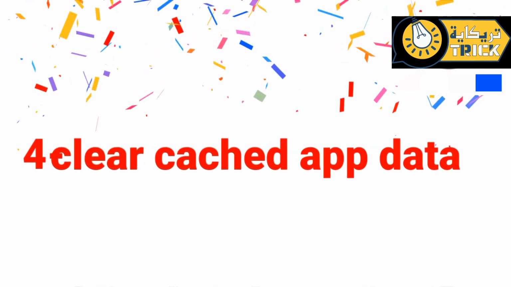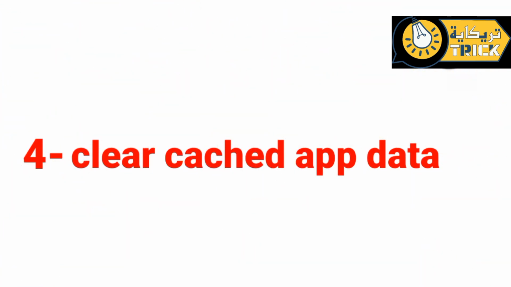Number 4. Clear cached application data. Cache memory is the type of phone memory in which application and game data are stored. When we run applications like YouTube, Facebook, TikTok, Google Chrome, the smartphone automatically stores a large amount of unused data in cache memory. These files aren't useful to the user, so it is advisable to remove this data. It will free up much space and make the performance of the phone faster.